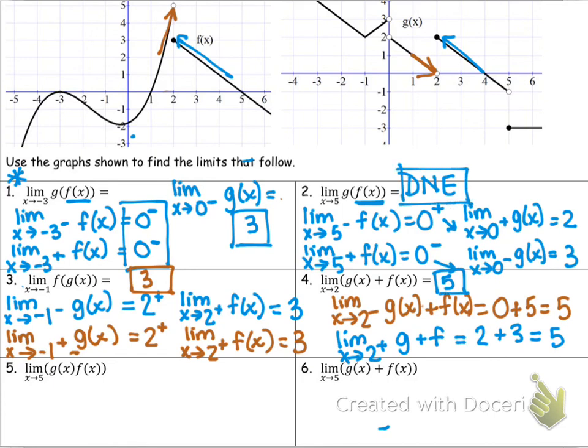Okay, I'm going to stop there. This is a pretty long video, and I'll give you some time to attempt some of the ones on your homework. Please show the one-sided limits like I did here for the problems that indicate that you need to do so on the homework.